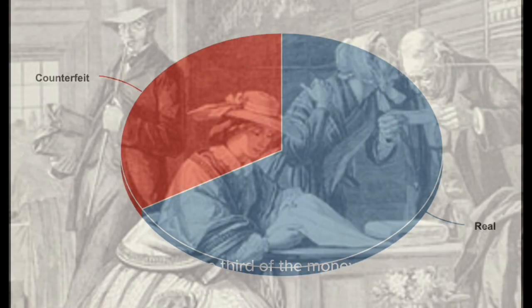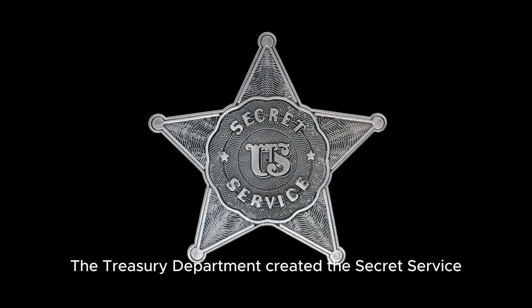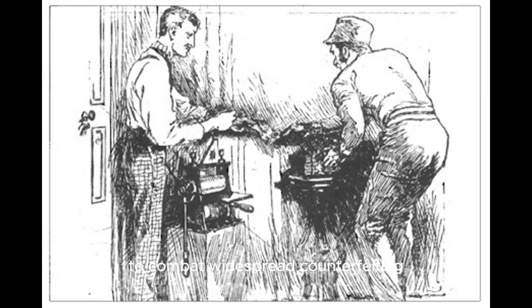Almost one-third of the money used at the end of the Civil War was counterfeit. The nation's financial stability was thus endangered. The Treasury Department created the Secret Service as a bureau in 1865 to combat widespread counterfeiting and address this concern.